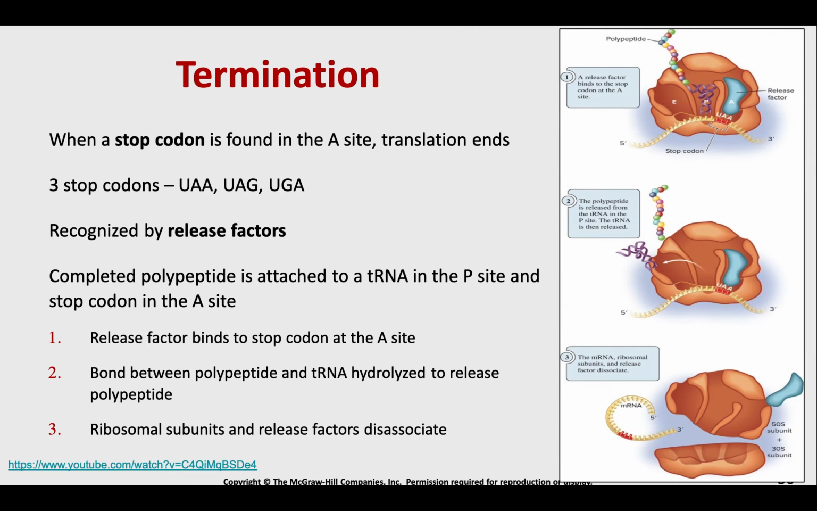When we get to a stop codon, we're going to terminate. So the last step, termination. We are recognizing one of 3 stop codons. It's going to be recognized by this release factor. So when we get to a stop codon, this release factor comes in. It tells the polypeptide to be released from the tRNA. The tRNA is going to leave, and the ribosome is going to break apart. So that's the end. We have our completed protein, our completed polypeptide.